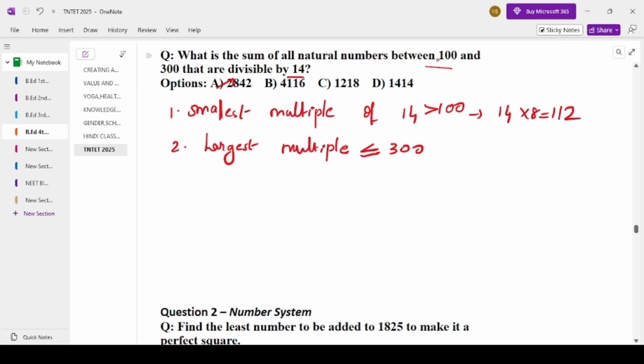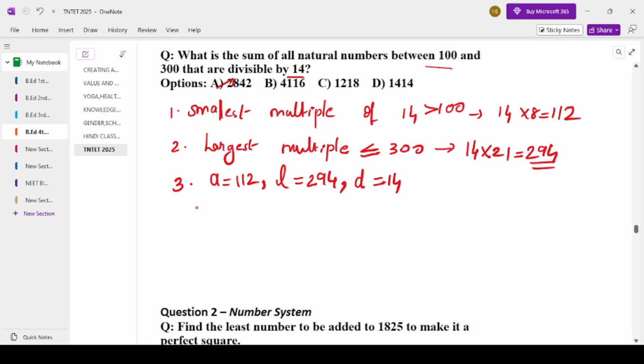So that is what they have asked, between 100 and 300. If you find that largest multiple, you will get 14 into 21, which is 294. So okay, the third step: the multiples form an arithmetic series, right? So in that, the first term we call a, whose value is 112, and the last term we call l in the arithmetic series, which is going to be 294, and the common difference d is going to be 14.